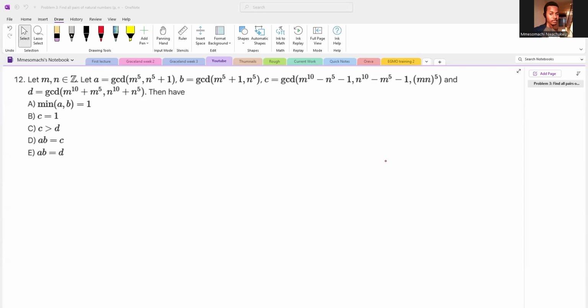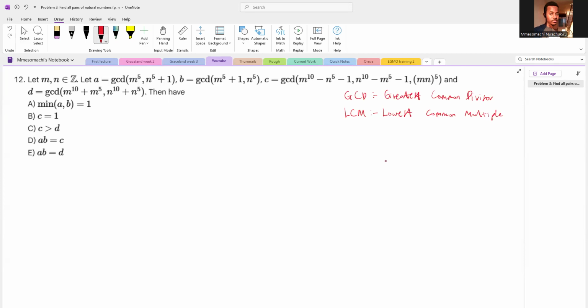Before I move on, I'll just define what GCD is. GCD is the greatest common divisor. And LCM, I'm just defining it because we'll use it eventually, is the lowest common multiple.